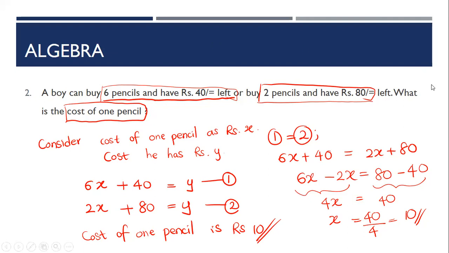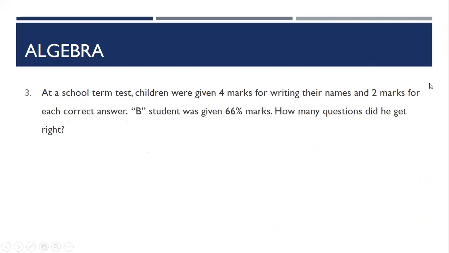If not, let's move to the question. Okay, so this is question 3. At a school term test, children were given 4 marks for writing their names and 2 marks for each correct answer. The student was given 66 marks. How many questions did he get right? Yes, so here it is a school term test result. The children were given 4 marks for writing their names and 2 marks for each correct answer. And here a student is B and he got 66. So they are asking how many questions did he get right?